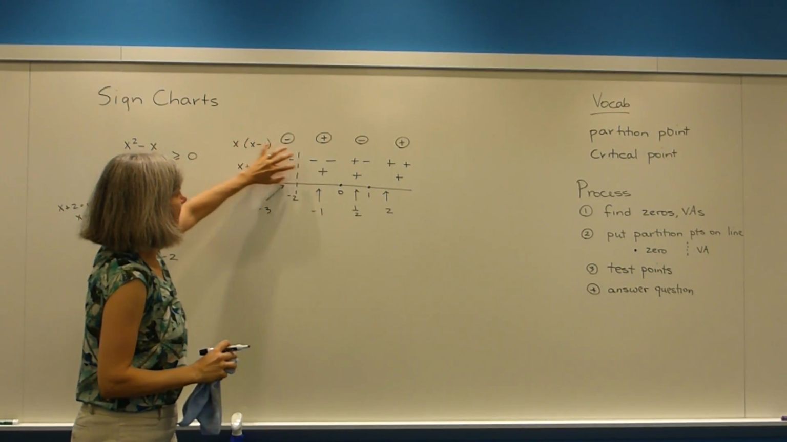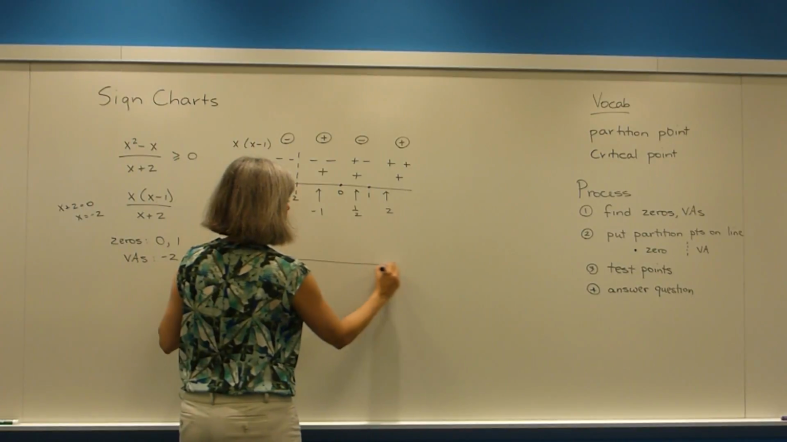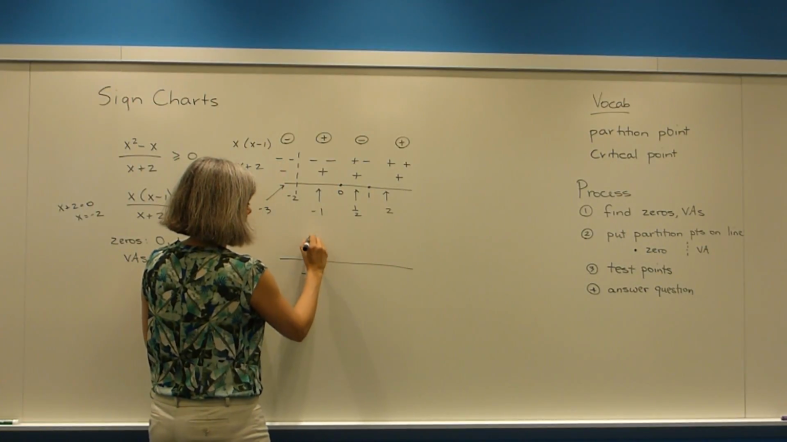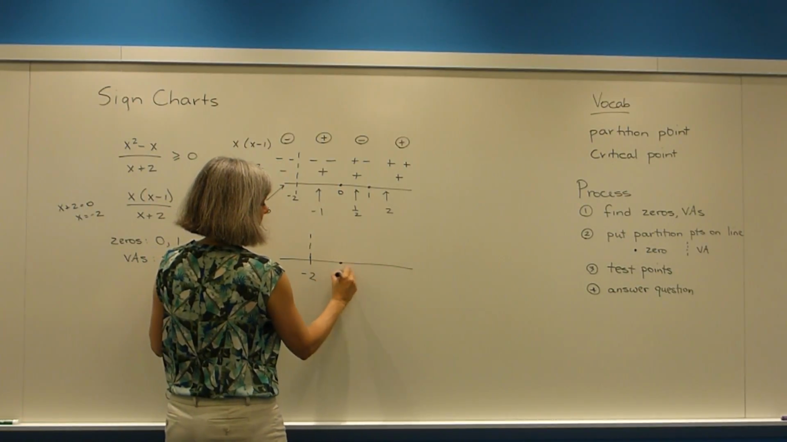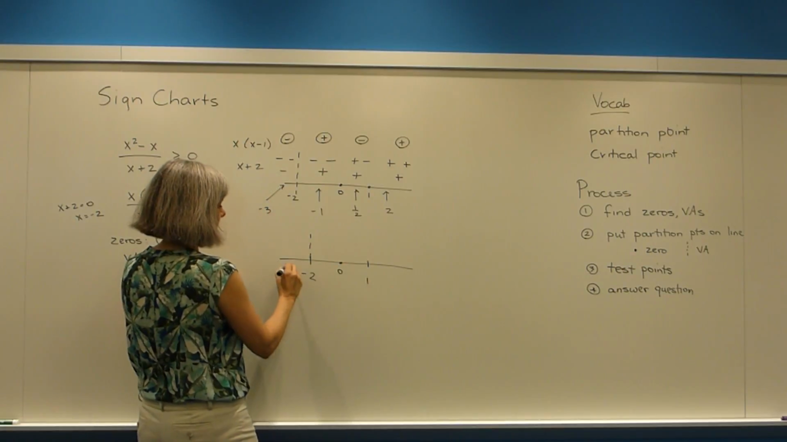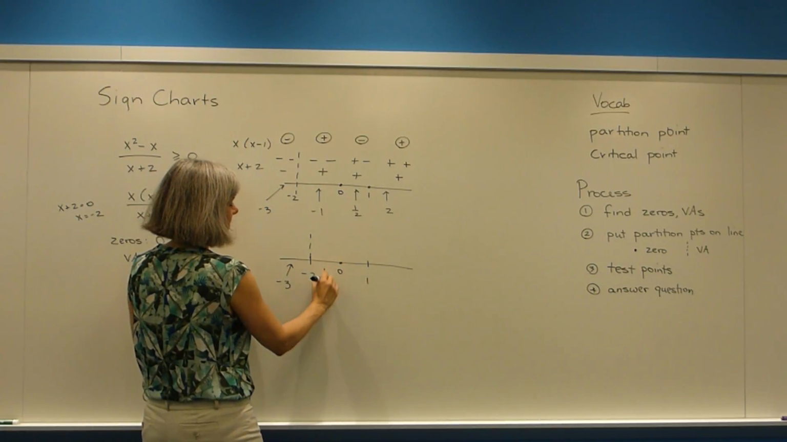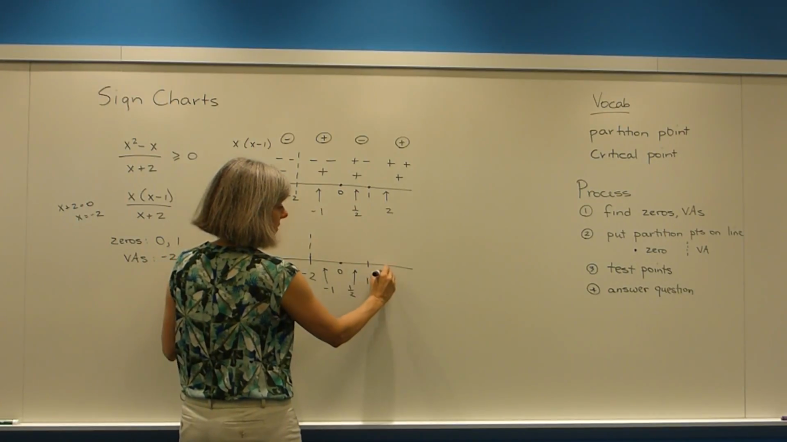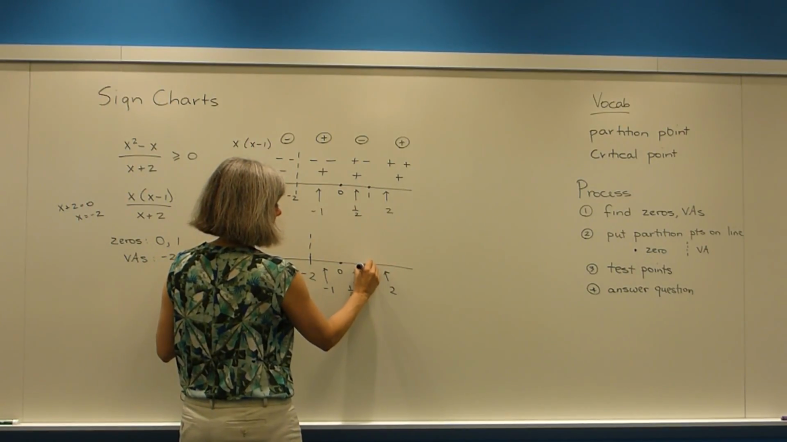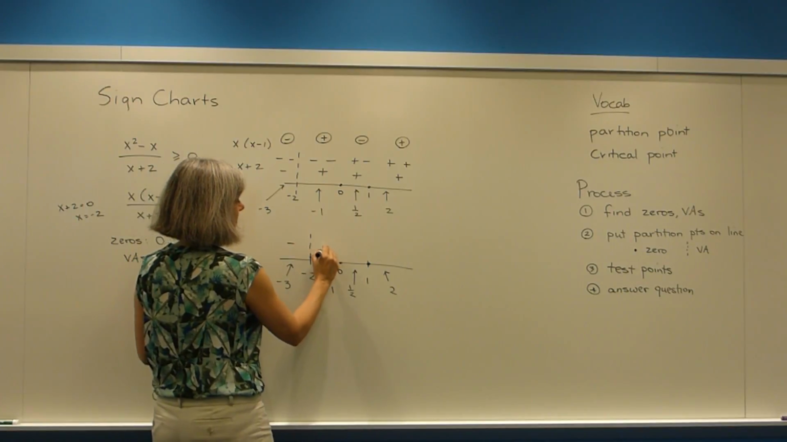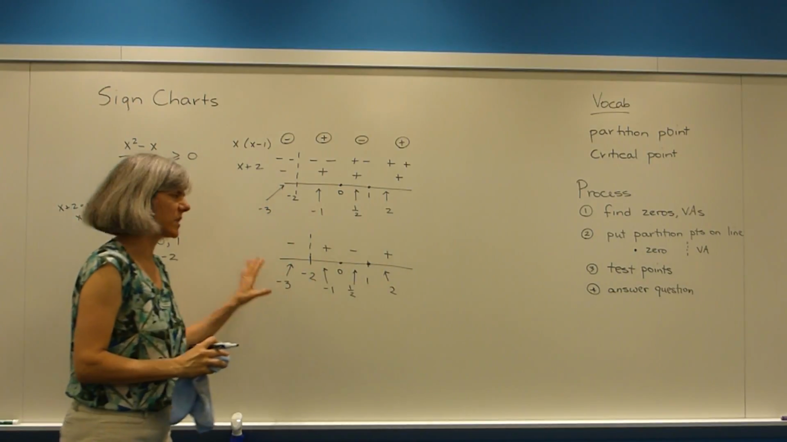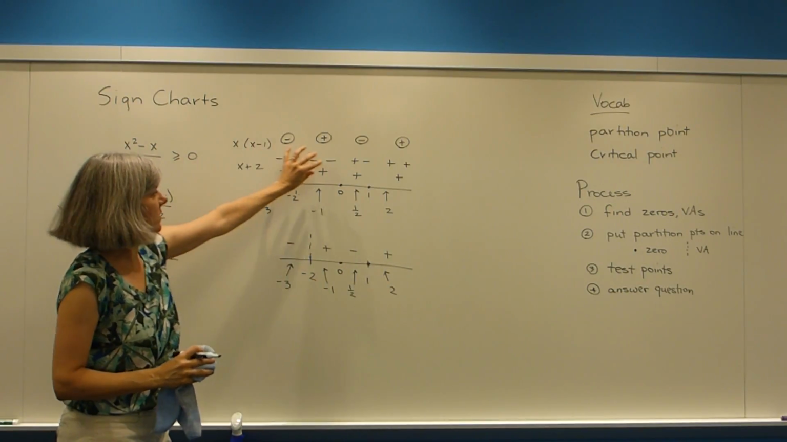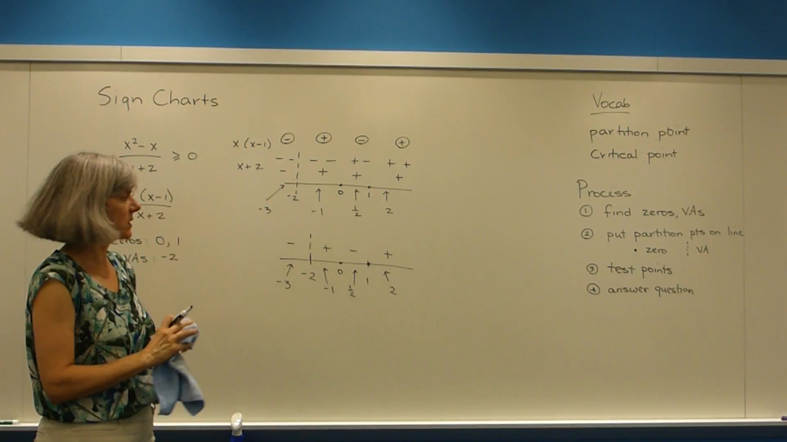And again, I don't usually have this line, so if I were writing this out for myself, I would have this, and I would put in the points I'm testing. I always write those out, and I write them with arrows to make sure that I don't confuse them with the partition points themselves. So I would have minus, plus, minus, plus. That's how mine would look. It's a little nicer to not have all of this information, so if you can get to that point, that's good.